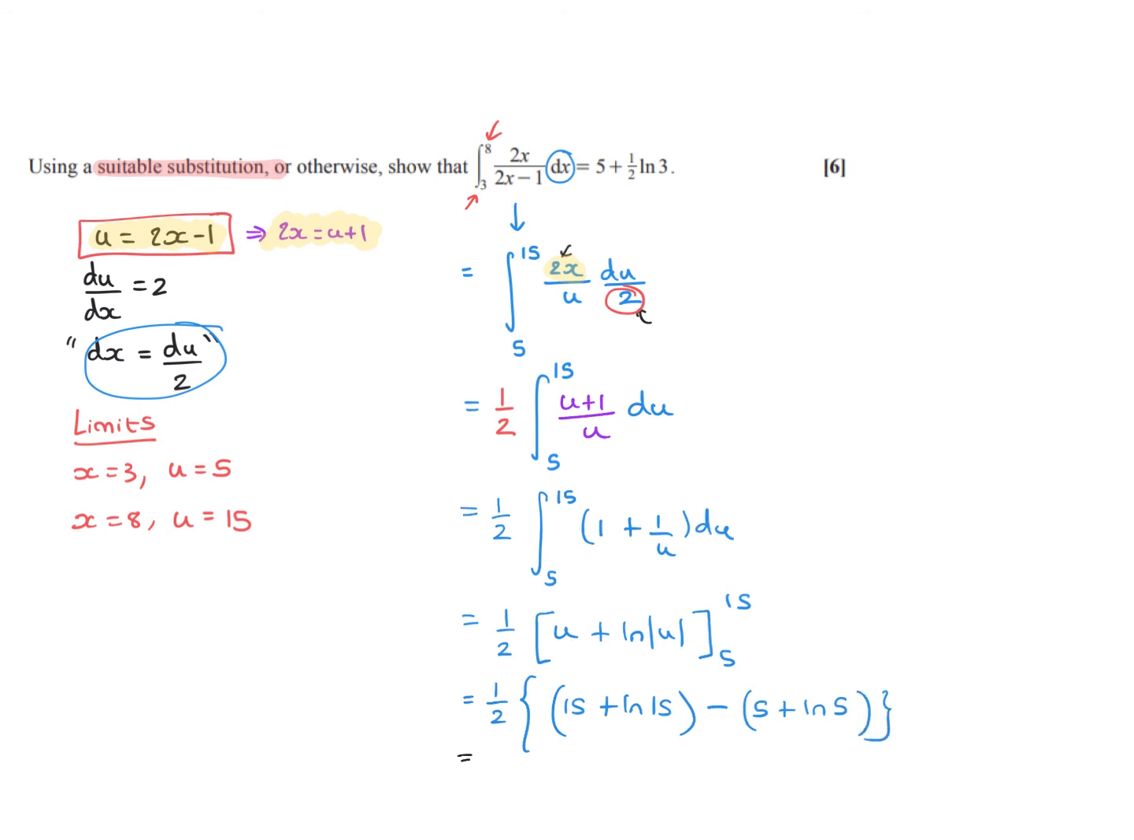Now simplifying this gives me a half of 15 take away 5 is 10, ln 15 take away ln 5 is of course ln 15 over 5, which is ln 3, and this then expands to give us the required answer of 5 plus ln 3. We may need to show a little bit more detailed working than I have done here, in which case make it clear that you have ln 15 take away ln 5, which is ln of 15 over 5, which is ln of 3, using our log rules.